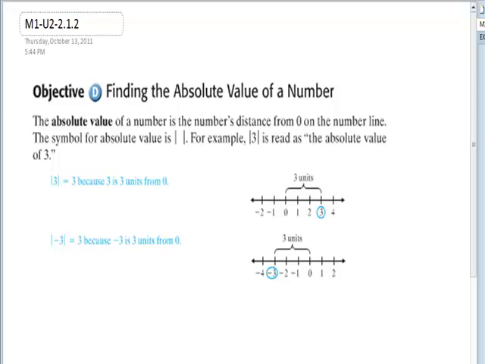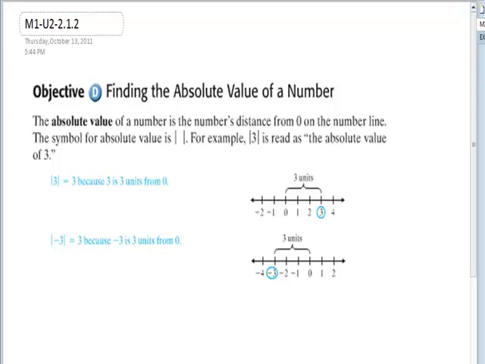This is a lesson about finding what's called the absolute value of a number. Let me start by saying that every number has two characteristics. It has what's called its magnitude, that's the number itself, and then it has a direction. Positive numbers are directed to the right of 0, negative numbers are directed to the left of 0. So a number has a magnitude and a direction.